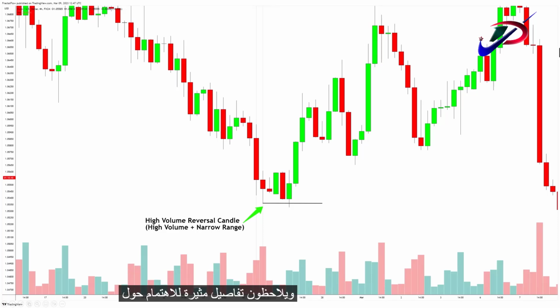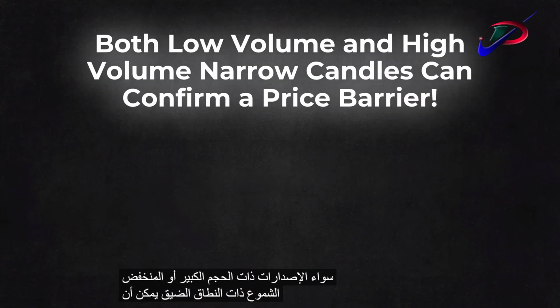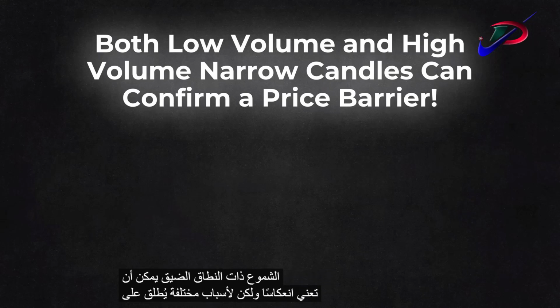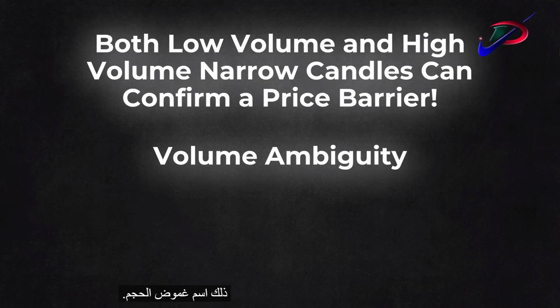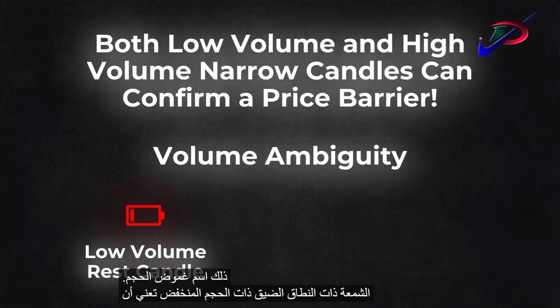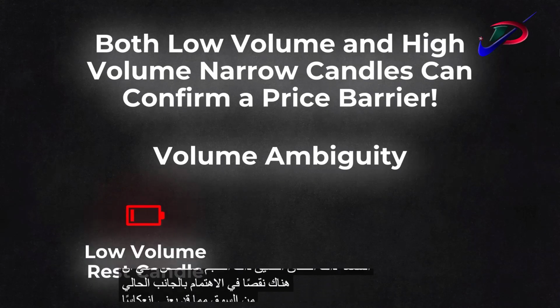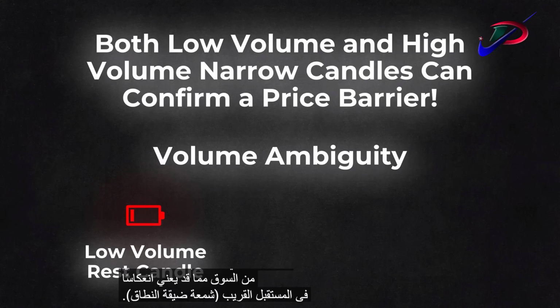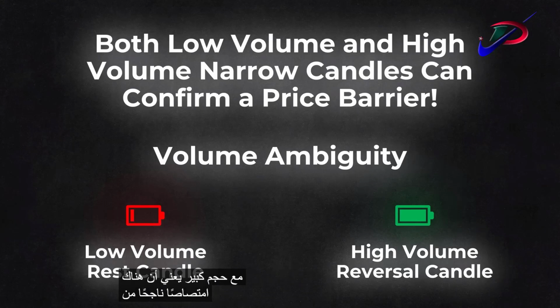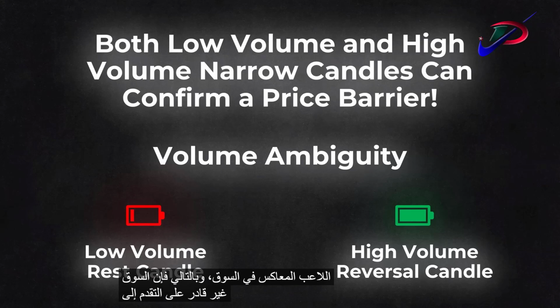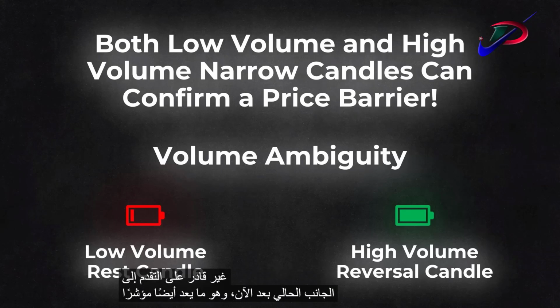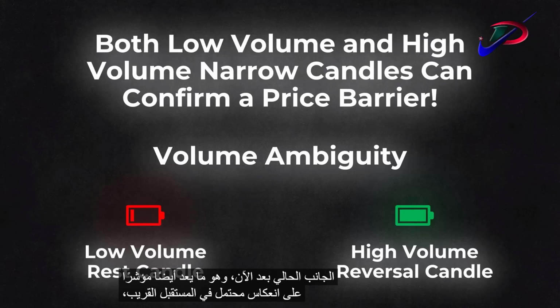Notice an interesting detail about narrow range candles. Both the high volume and low volume versions of narrow range candles can mean a reversal, but for different reasons. This is called volume ambiguity. A narrow range candle with low volume means there is lack of interest in the current side of the market, which can mean a reversal in the near future. A narrow range candle with high volume means there is a successful absorption from the opposite market player, and therefore the market is not able to advance to the current side anymore, which is also an indication of a possible reversal in the near future.